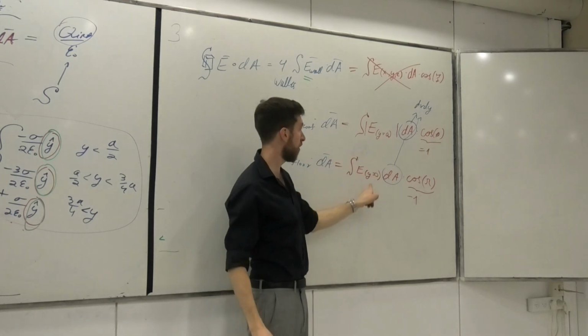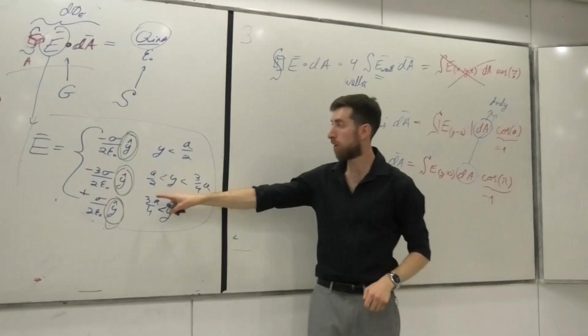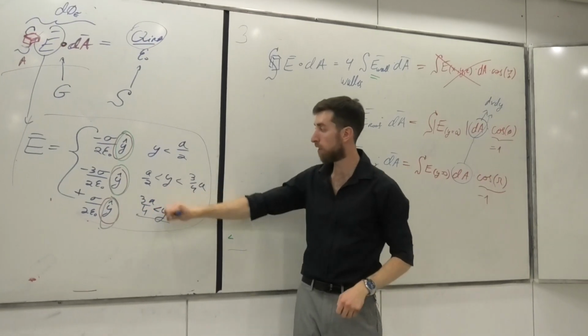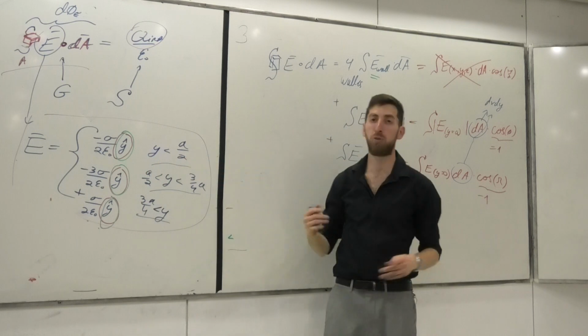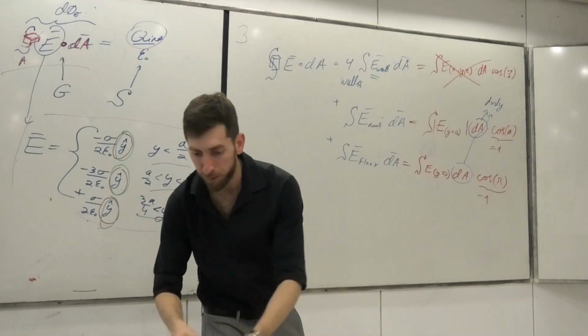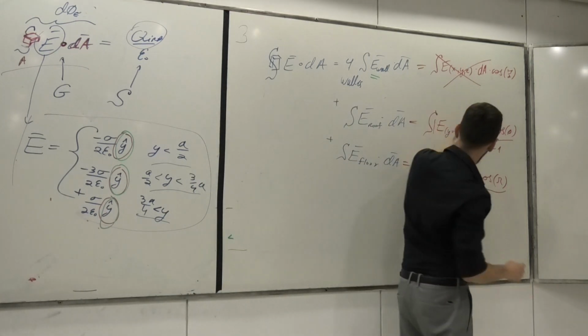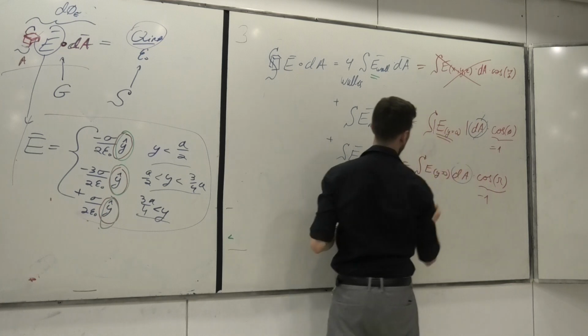At y equal a, y equals 0. What we know the electric field is, we know that it's changing only at y. So each one of them is a constant. So let's find it.